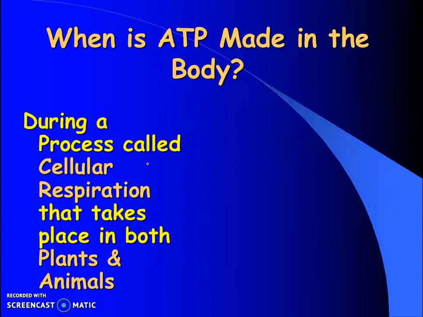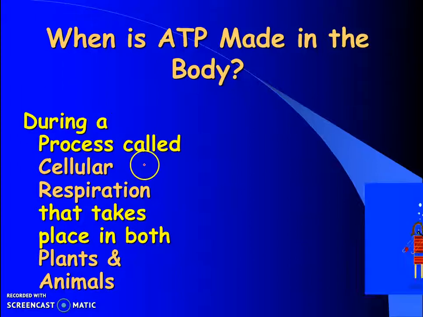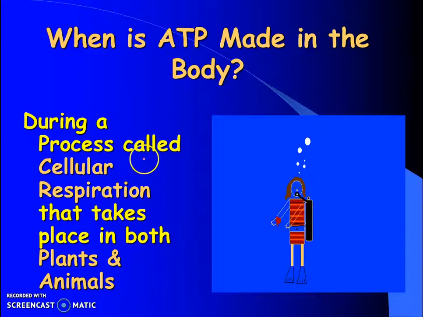So when is ATP made in the body? During a process called cellular respiration that takes place in both plants and animals. That process is called cellular respiration, in which the ATP is made in the body. And ATP is made inside the cell organelle called the mitochondria, which is also called the powerhouse of the cell.